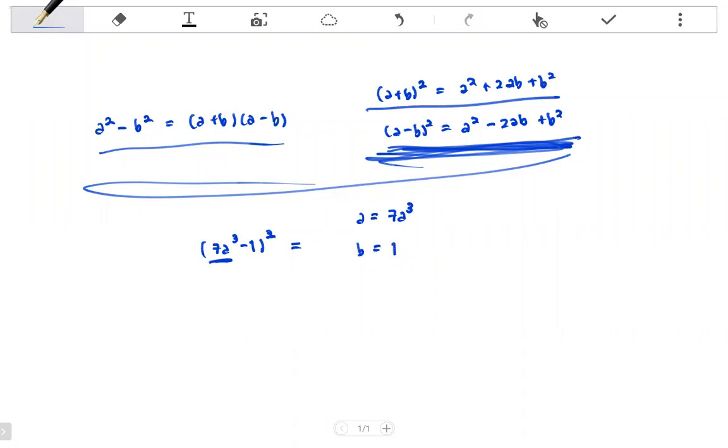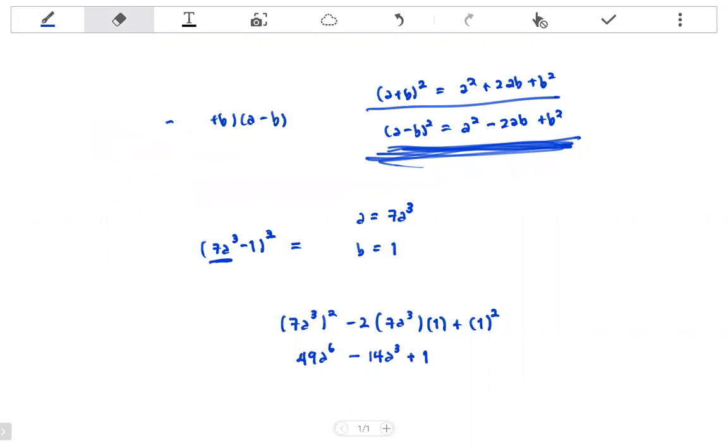So if we just plug in everything into this equation, (7a cubed) squared minus 2 times 7a cubed times 1 plus 1 squared. And we simplify. 7a cubed to the second power is going to be 49a to the sixth. Minus 2 times 7a cubed is negative 14a cubed. Plus, times 1 is unnecessary. And we're left with plus 1 squared, which is just 1. So that's what we covered in day 1. Any questions on this?